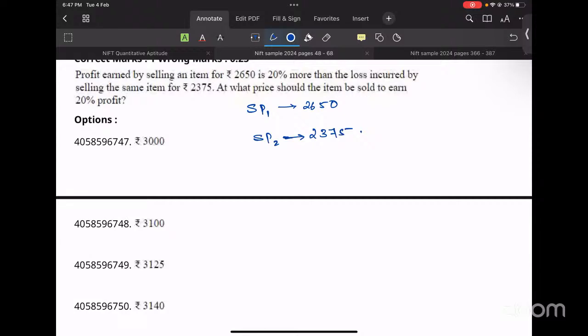Okay. So let the profit, we don't know the profit. So sorry, we don't know the cost price. So cost price equal to X. Okay.